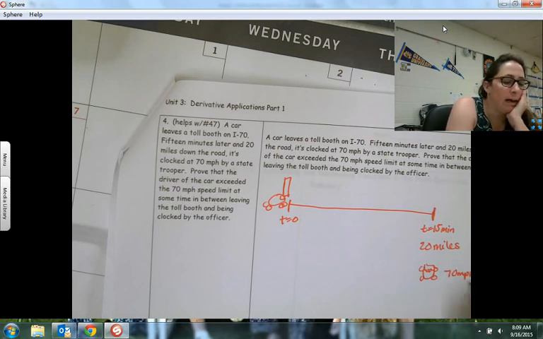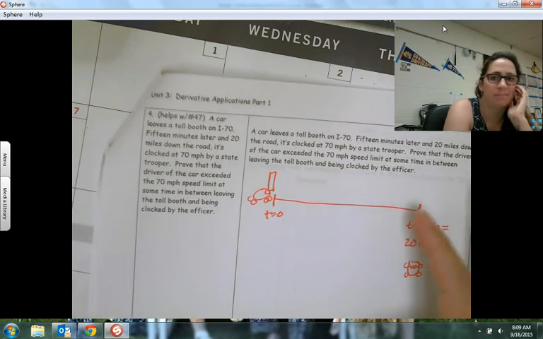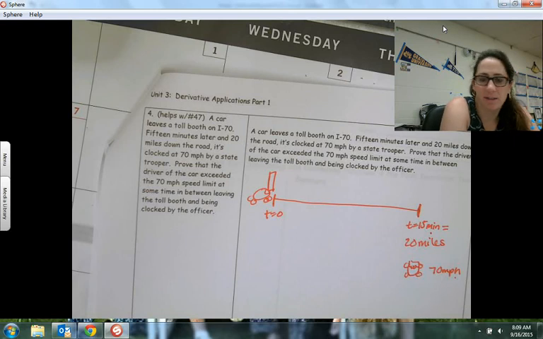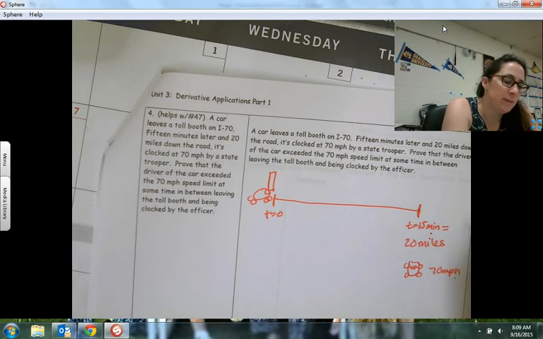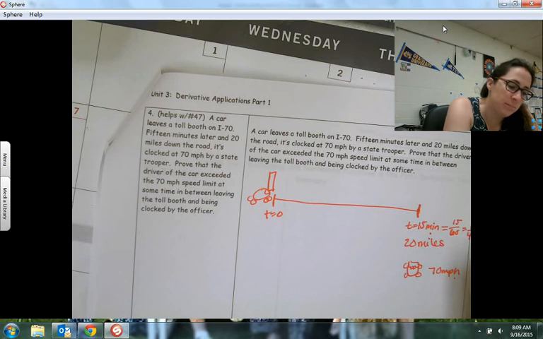Oh, per hour and minutes. That's not good. What do you want to do here? You want to convert that, because we don't want hours and minutes. So let's see, 15 minutes is 15 over 60 hours, which would be 1/4 of an hour.